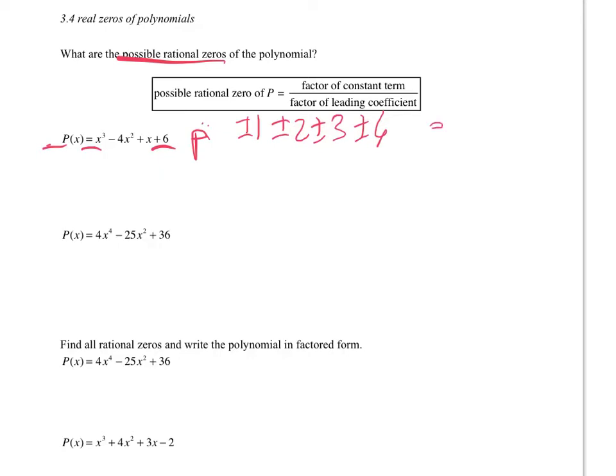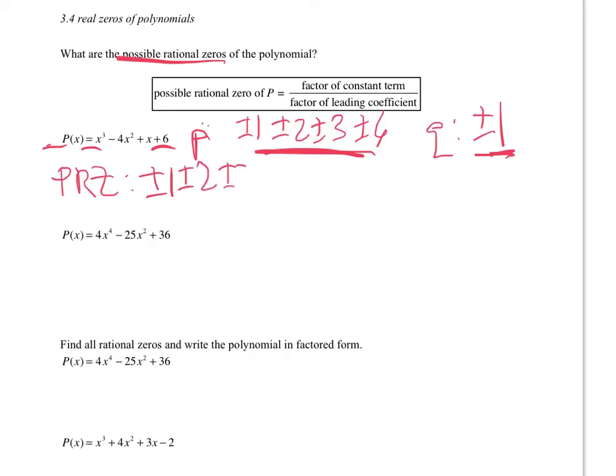The q values, since the leading coefficient is 1, we just get plus or minus 1, so it doesn't really give us anything. The possible rational zeros, then, are all the fractions that you can write using these 8 numbers as numerators and then plus or minus 1 as the denominator. So you end up with just the same list as the list of p's: plus or minus 1, plus or minus 2, plus or minus 3, and plus or minus 6. Those would be the only possible rational numbers that could be zeros of this polynomial.